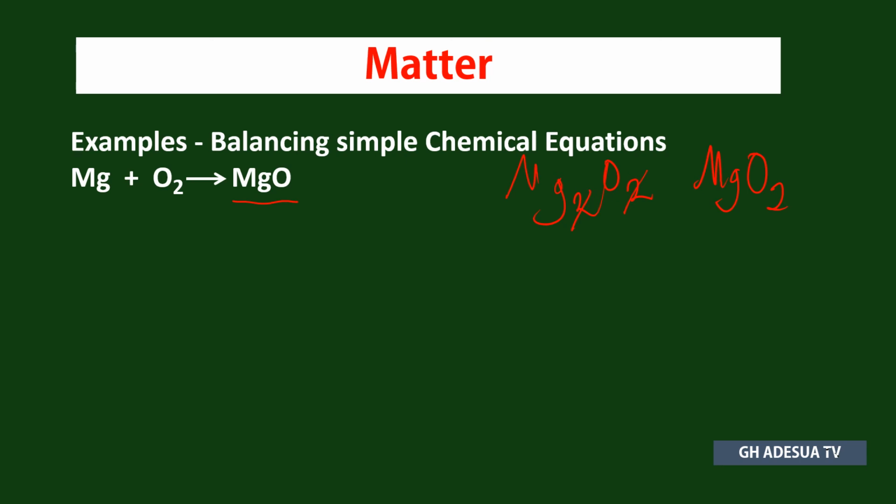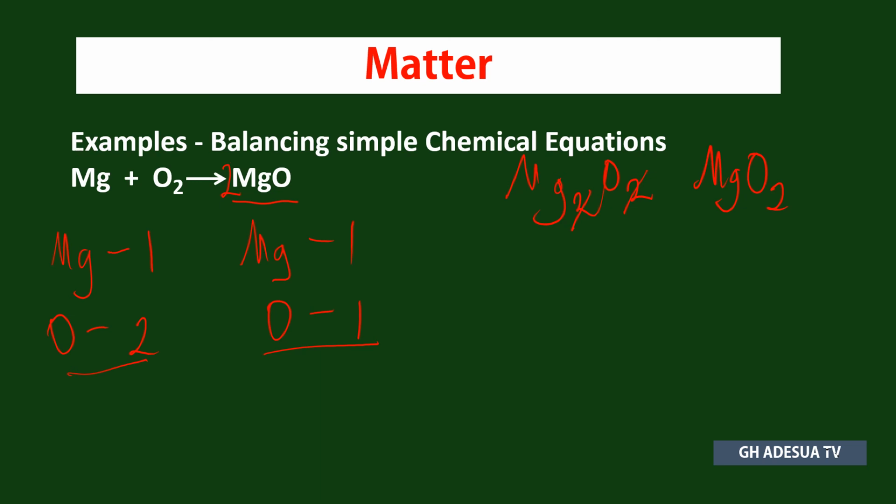So now let's solve our balancing of simple equations. Left hand side, magnesium 1, oxygen 2. Right hand side, magnesium 1, oxygen 1. The problem is that there are 2 oxygens on the left and 1 oxygen on the right. You would need to find a way of increasing the oxygen on the right, so it has to become 2. So what do you do? You put 2 here in front of the MgO.